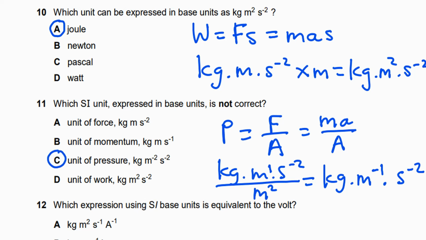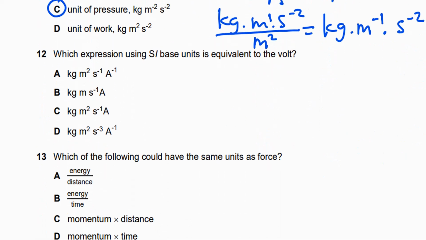Then in number 12, it says which expression using SI base units is equivalent to the volt. We know that the volt is the unit of measurement for potential difference, V. So we can start with the definition of potential difference. It's the amount of energy or work done per unit charge.